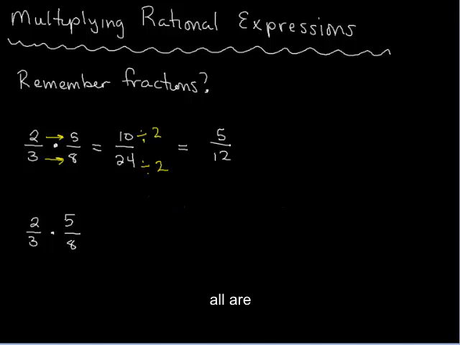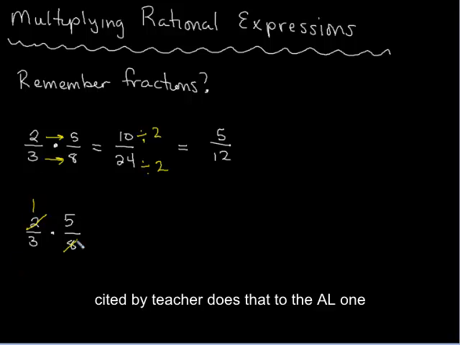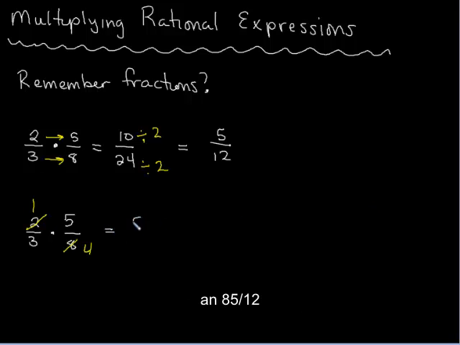Or you can do what's called cross-canceling. And what I do is I compare the 3 and the 5 and the 2 and the 8 and see if they have anything in common. 2 and 8 have a 2 in common. So I divide each of those by 2 and I get a 1 and a 4. Then I multiply and I get 5 over 12.